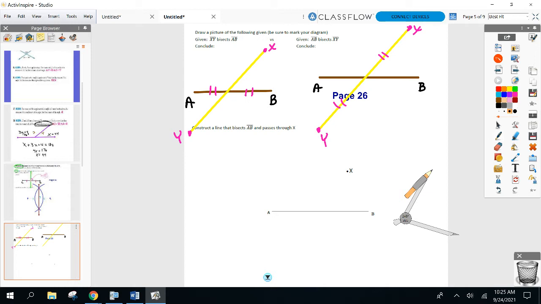Questions? So we all good. If XY bisects AB versus AB bisecting XY, we can do it. All right, can we construct it now? Let's go down to this construction. Can you give me a line that bisects AB but goes through X? Ooh. Well, let's think about it.